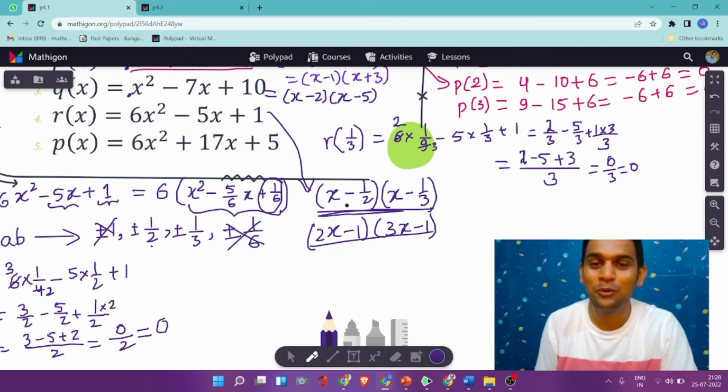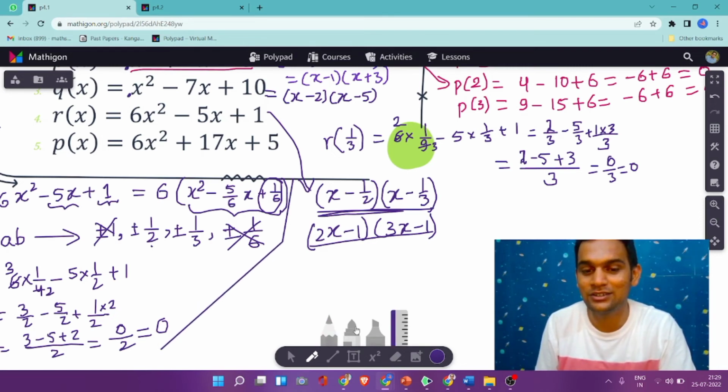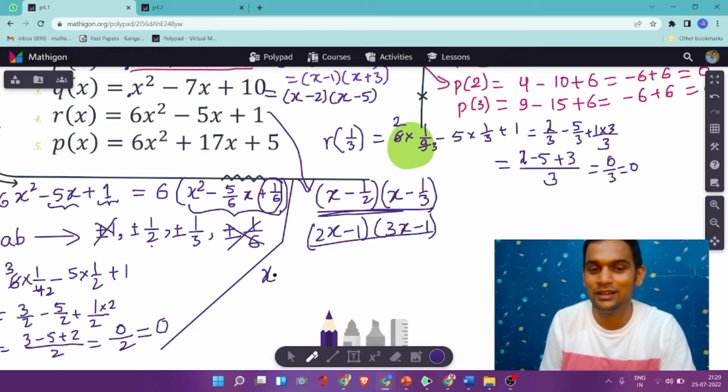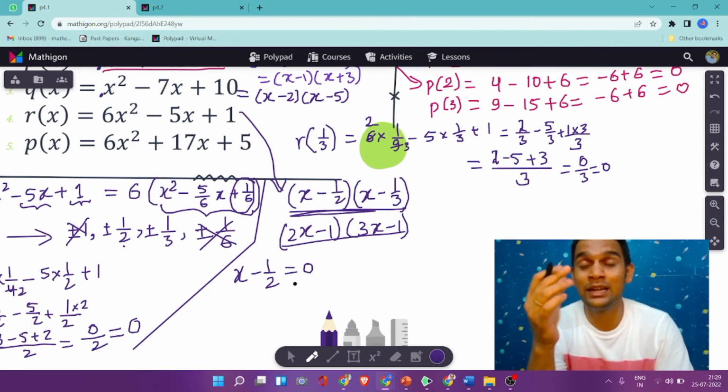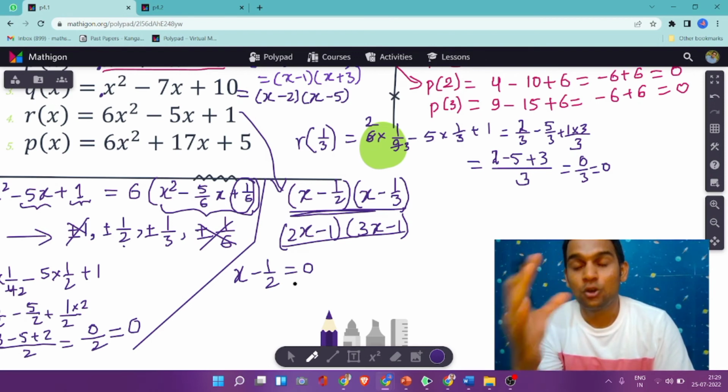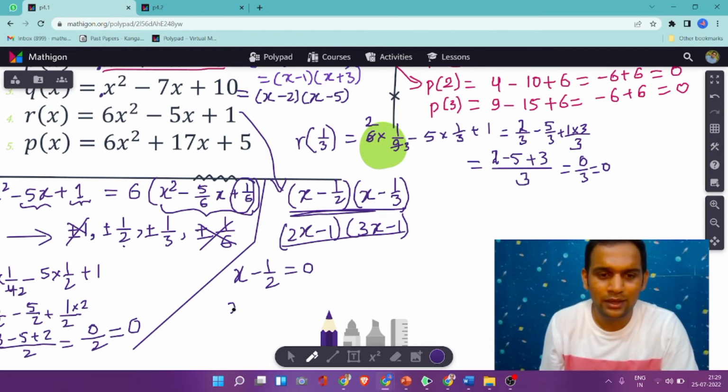Let's try to understand. What are these? These are the factors, right? What do the factors do? The factor divides the polynomial, right? Or if you try to understand from the remainder theorem perspective, when you find the zeros of these factors, they give you the remainder. So let's find the value: x minus 2 equals 0. That's how you will find the root or zero of the divisor. So if you find the root, you will get x equals 1 by 2.